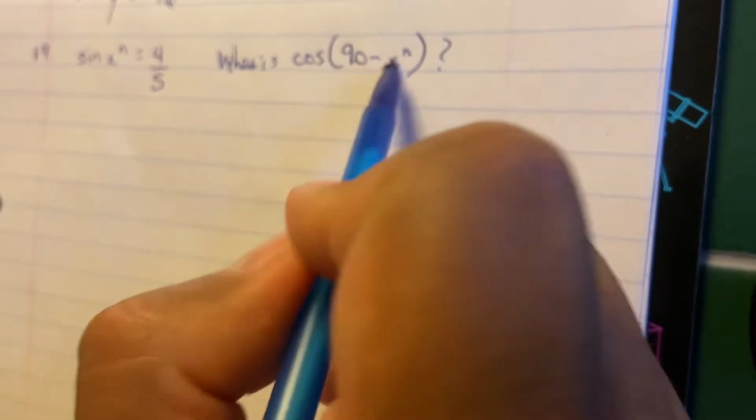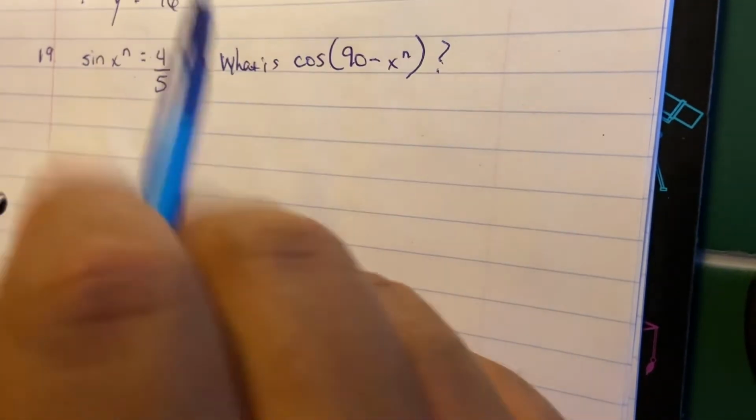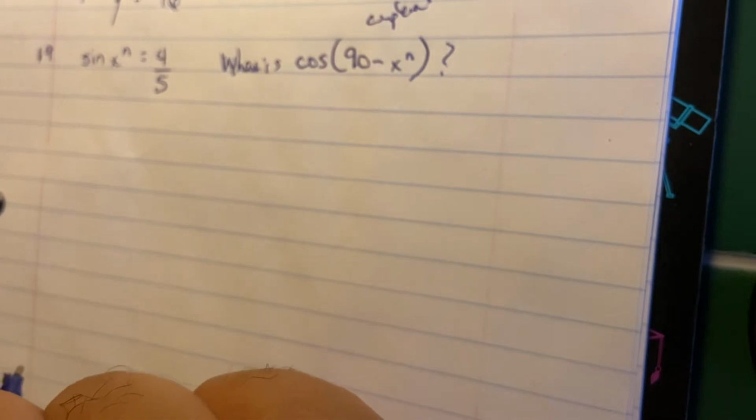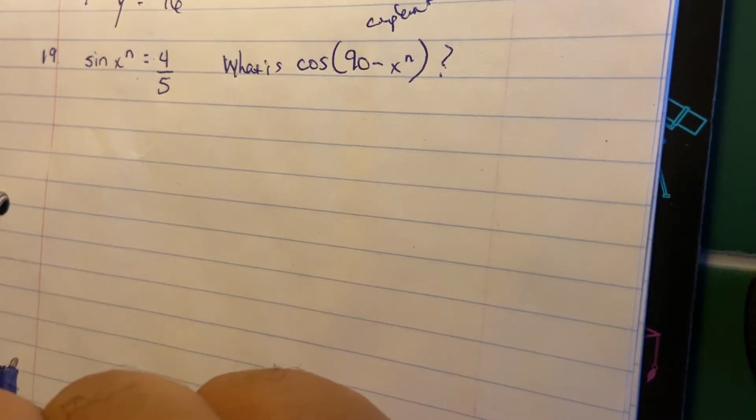The cosine, well, first off, 90 minus x to the n, that's the complement of x to the n, right? So that's the complement. So make a note of that: 90 minus an angle is equal to the angle's complement. Now, what is a complement? A complement is an angle that can add to another angle, and the angles add up to 90 degrees.